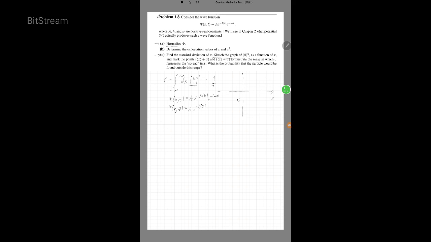At x equal to 0, e to the 0, anything raised to the 0 power is just going to equal 1. So at x equals 0, my wave function just equals a. Then as I increase x, I put in positive values for x, I have an exponential decay, which I'm not really good at drawing, so I'm just going to do that.